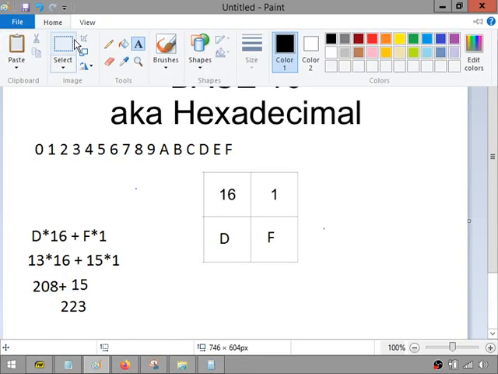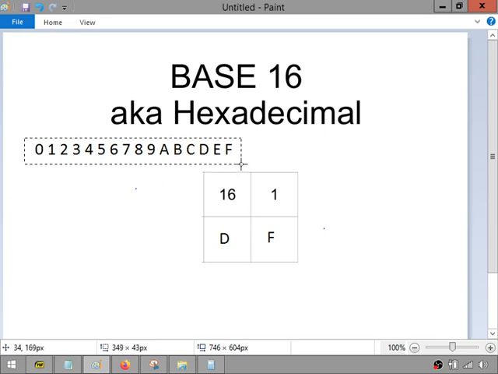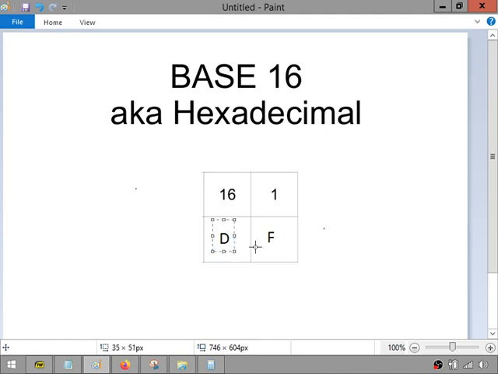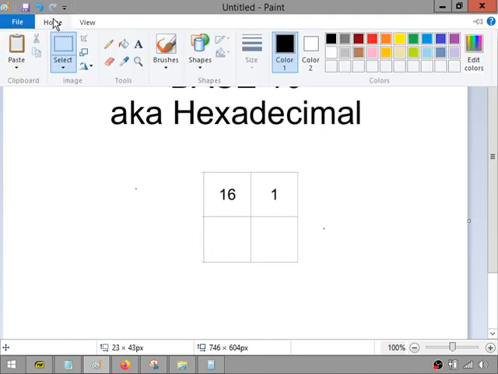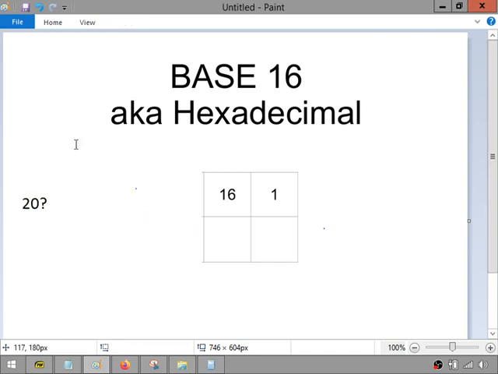Now it gets a little bit more tricky if we try and do this in reverse. So if I gave you a number and asked you to convert it into hex, this is where it gets tricky. So if I said, I have a number, it is 20. What is 20 in hexadecimal? Just pause this video and see if you can figure it out.